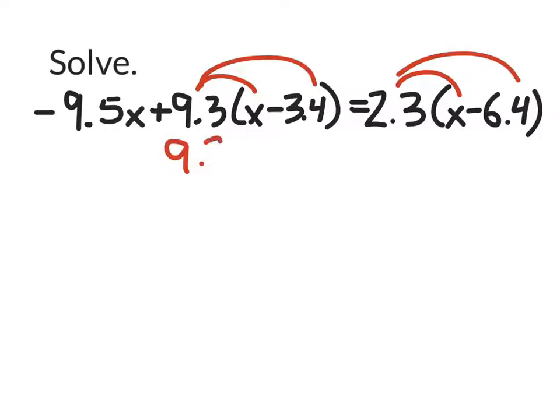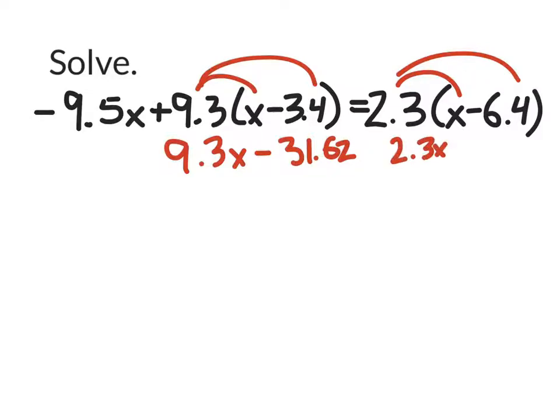9.3 times x would be 9.3x's. But then we got 9.3 times negative 3.4. And yes, it's negative because it's a minus 3.4 there, which makes it negative 31.62. Now that takes care of that distribution, but we got the 2.3 as well. 2.3 times x, just 2.3x.